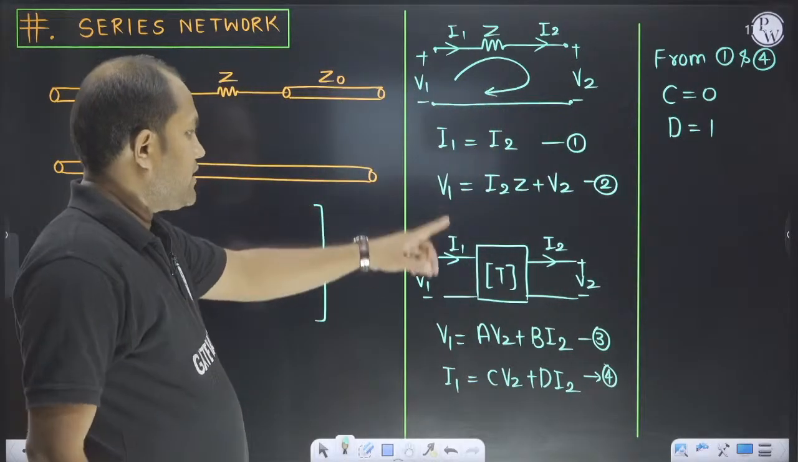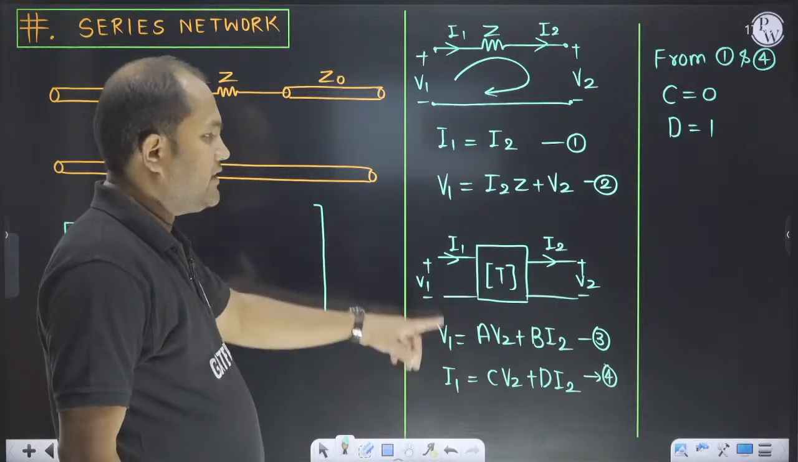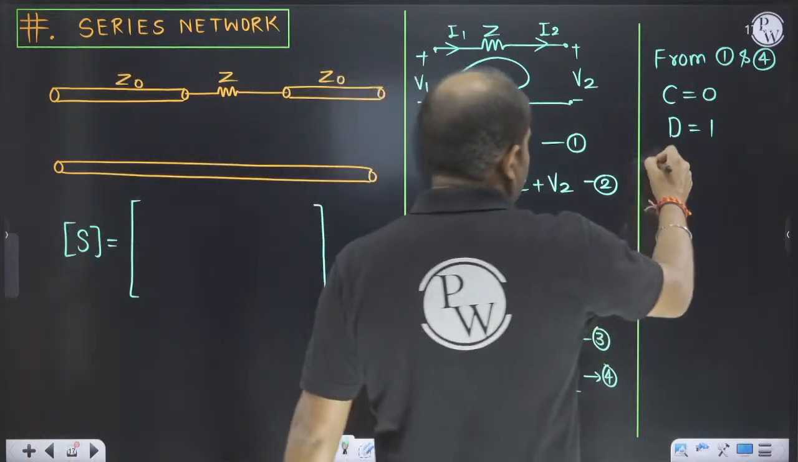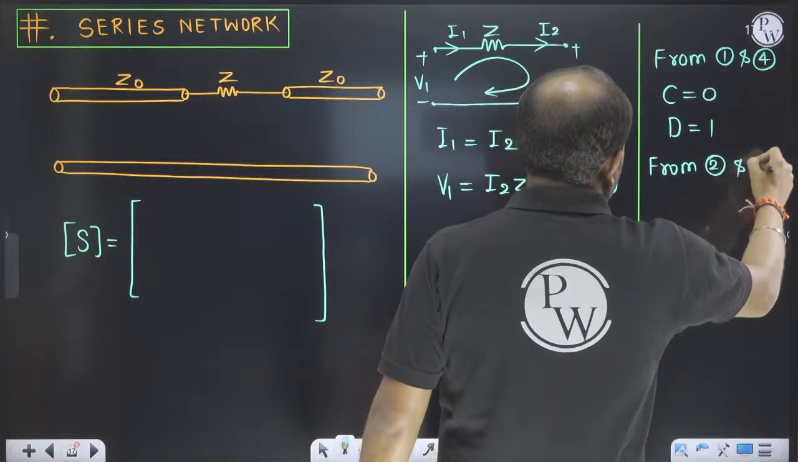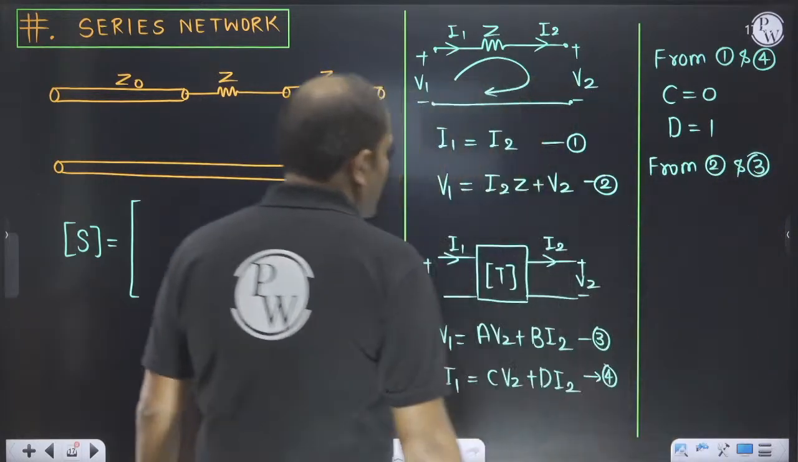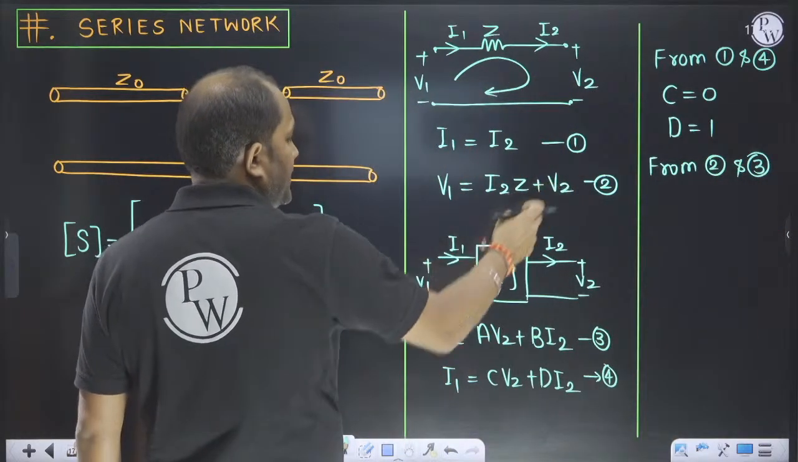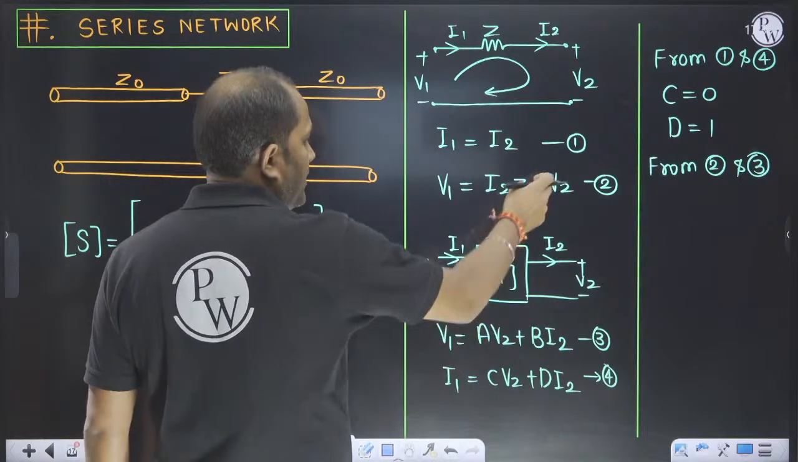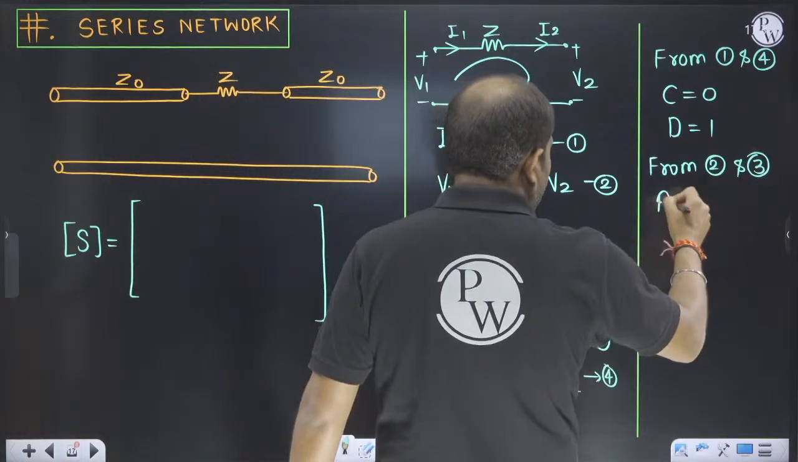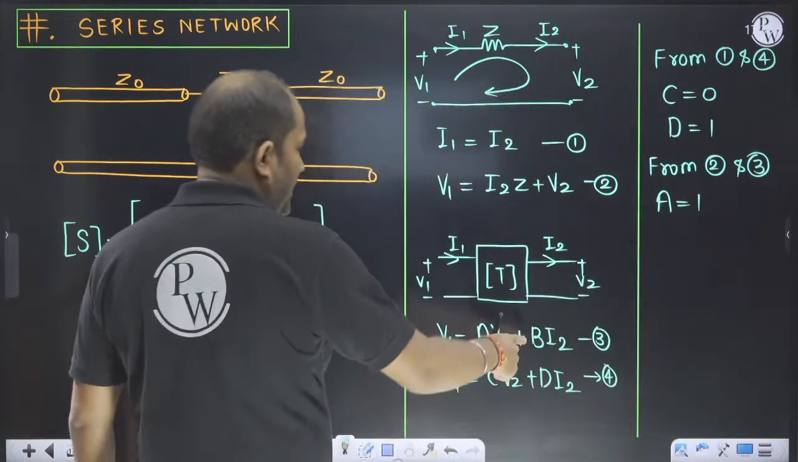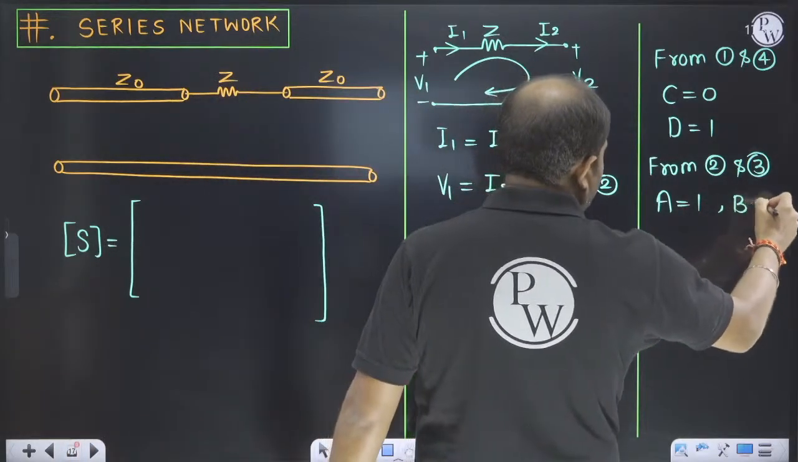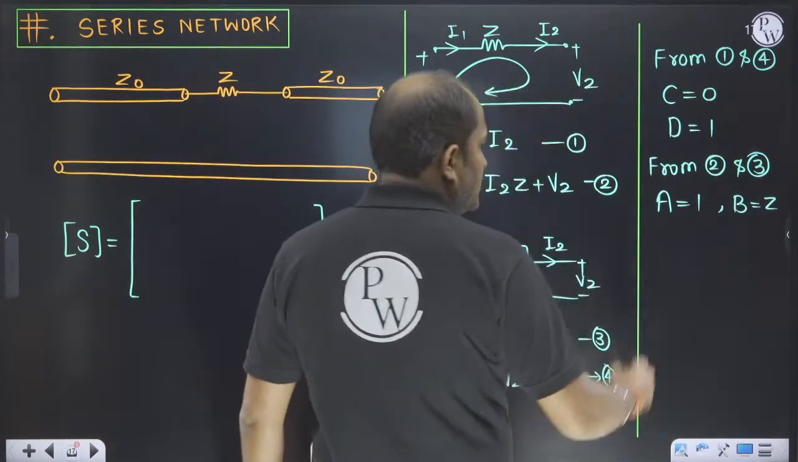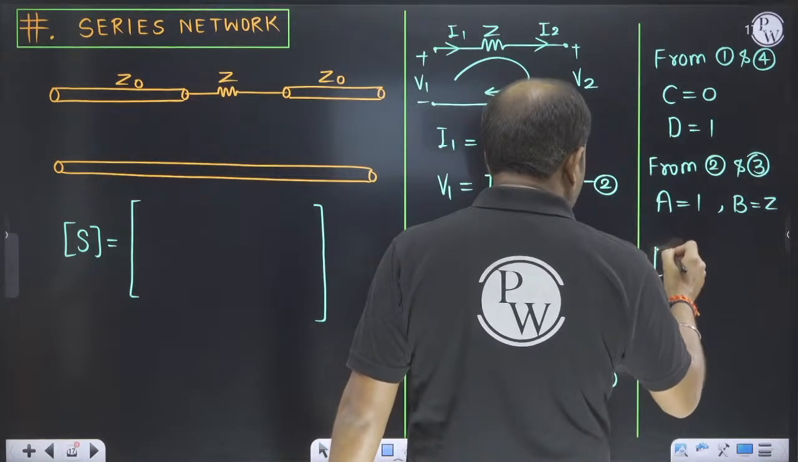Then after comparing the second and third, what will you get? You get A V2 and here V2, so A will be 1. And here B I2 and here I2 into Z, so B will be Z. So you have got the transmission line matrix.